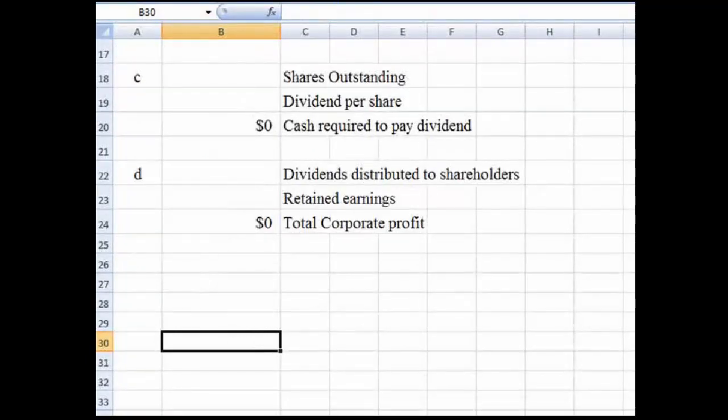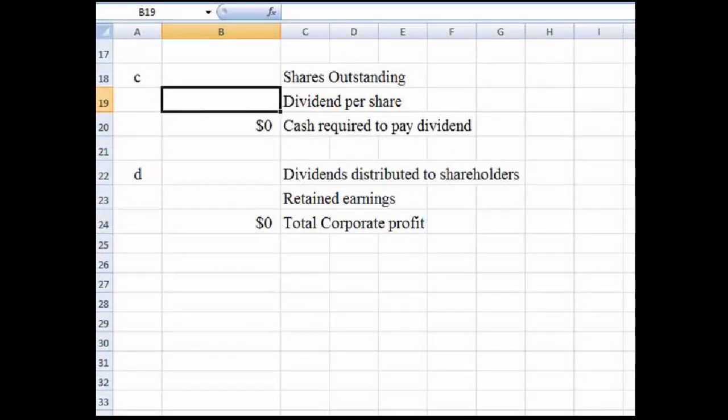Let's jump down, and it says if the board of directors declared a dividend of $1.25, how much cash would be required to pay the dividend? So the dividend is $1.25, and if you look up at the stockholders' equity, you see again 800,000 shares of stock outstanding. Now you don't pay dividends on shares that are authorized but not sold. You only pay on shares that are out there.